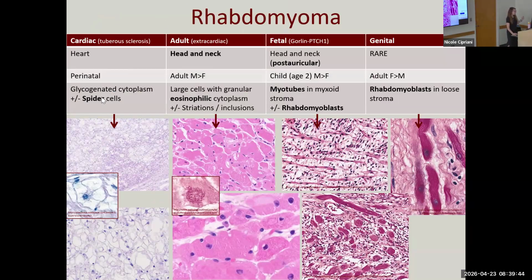Okay, skeletal muscle, rhabdomyoma. We have cardiac rhabdomyoma with glycogenated spider cells. We have adult head and neck rhabdomyoma, often in sites like tongue, with these large eosinophilic striated cells. We have fetal and genital rhabdomyoma with strap cells. Clinically, we're either dealing with sort of post-auricular region of kids or genital region of adults. But all of them have these primitive myotubules. These are super rare.